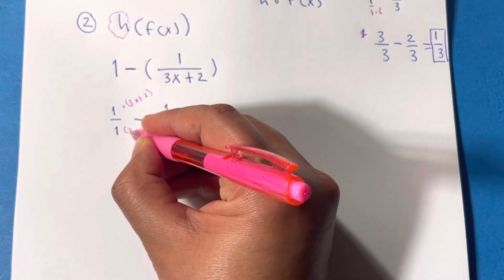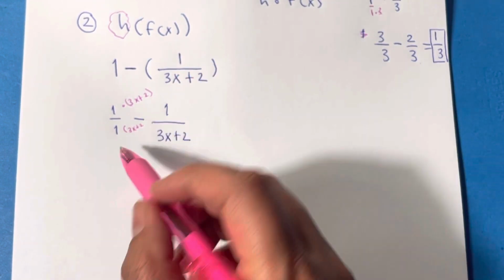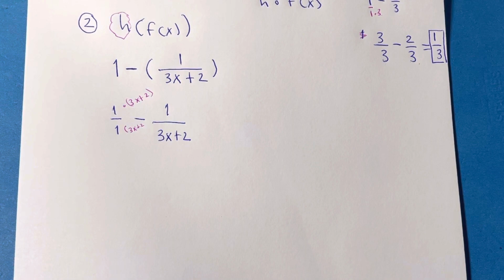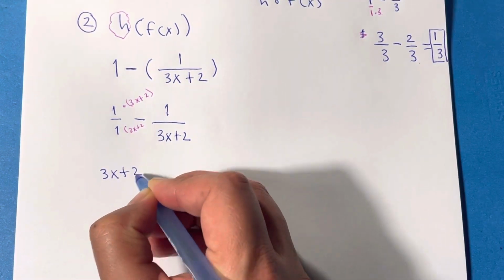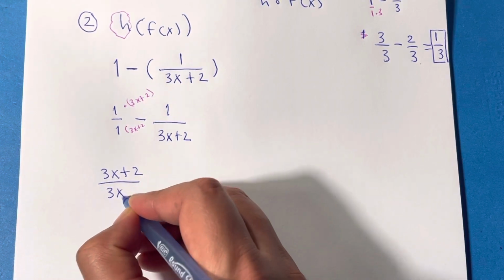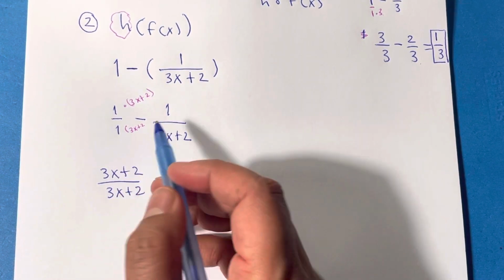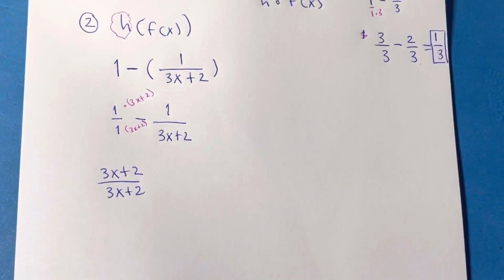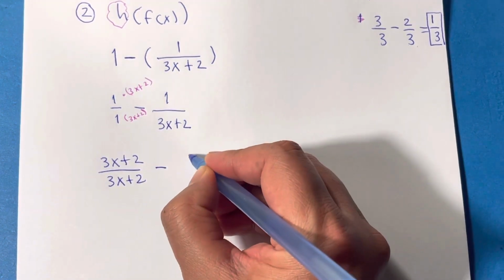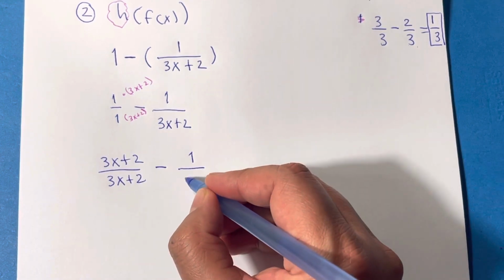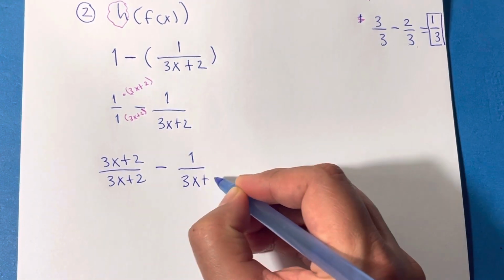Same in the denominator. And what we get is 1 times 3x plus 2 is 3x plus 2 over 3x plus 2, because 1 times any number is that number, or in this case expression. And we're going to subtract 1 over 3x plus 2.